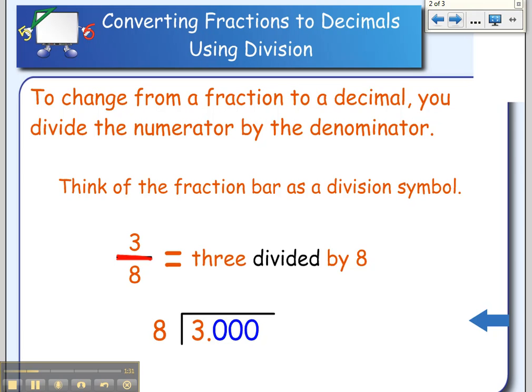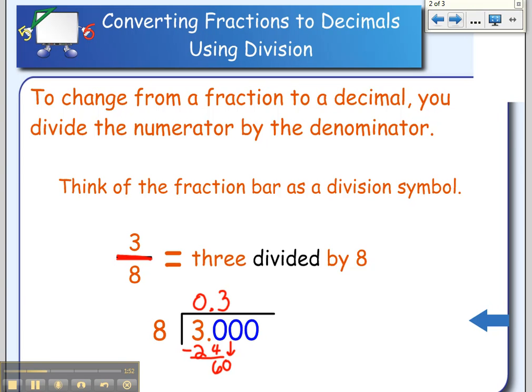I always put the top number in the house. So I need to see how many times 8 can go into 3. It can't, so I put my 0. I need to bring up my decimal point. 8 can go into 30 3 times. 8 times 3 is 24. Then I would need to subtract and bring down my 0.